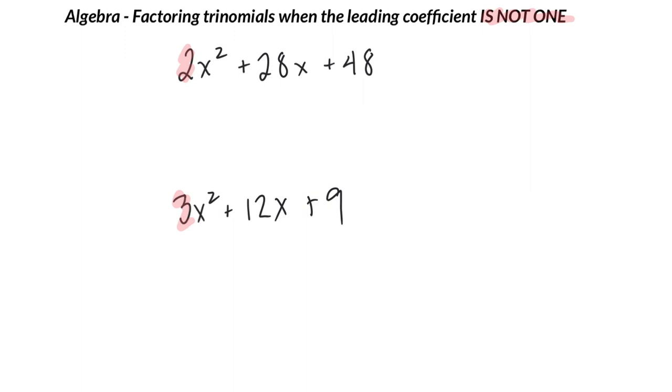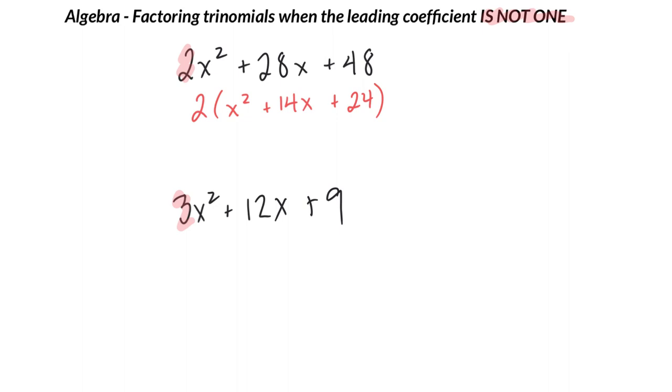Can the lead coefficient be factored out? And what I mean by that is, in this first case, 2. Can all of the other coefficients be divided by 2? In this case, they can. They're all even. So let me write that. If I factored a 2 out, so 28 divided by 2, 24 divided by, 48 divided by 2, like that. And now it looks like what we've already practiced.